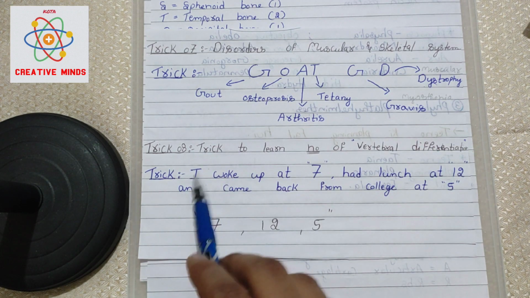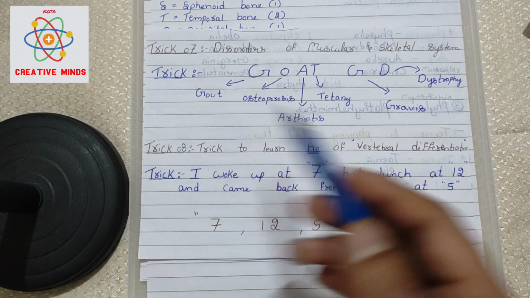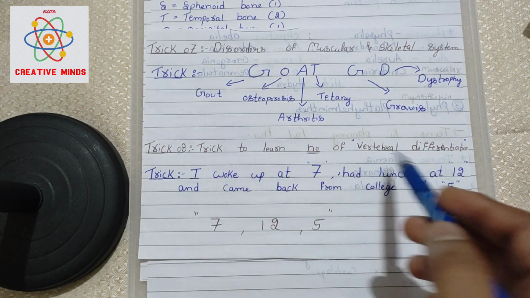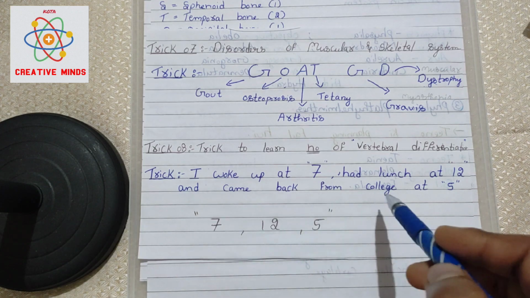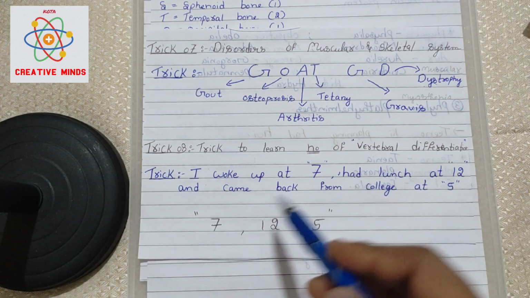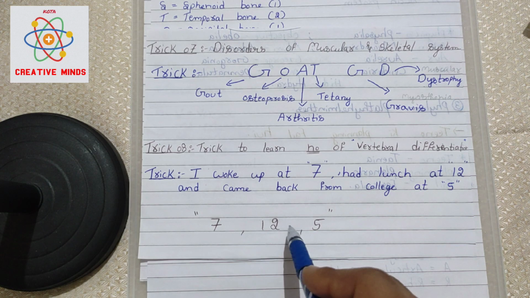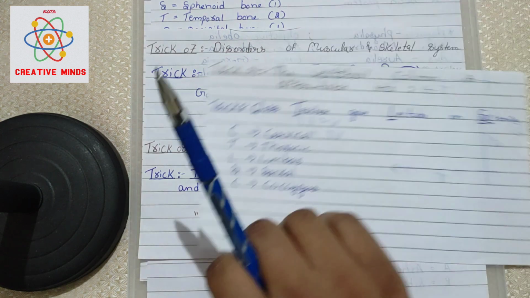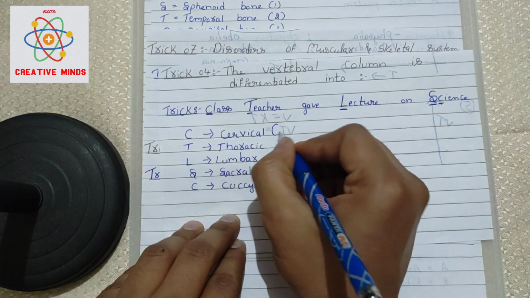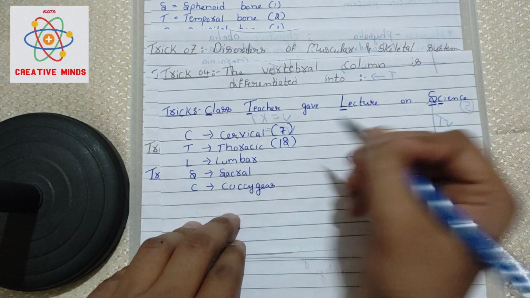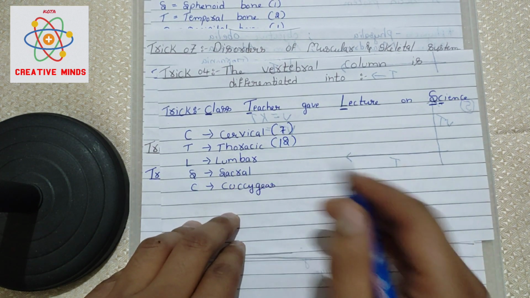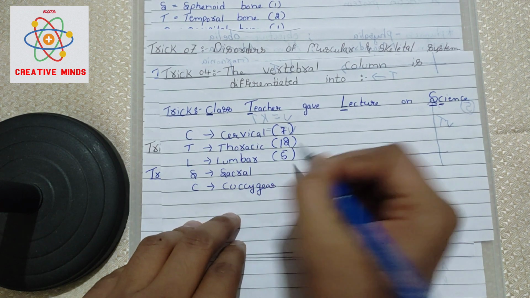Any other person you can imagine. Someone is waking up at 7. He is having lunch at 12 as usual. Then he is coming back from college at 5. What are the numbers you have to remember? 7, 12 and 5. Similarly, 7 are your cervical, 12 are your thoracic, then 5, am I right? So 5 are your lumbar.